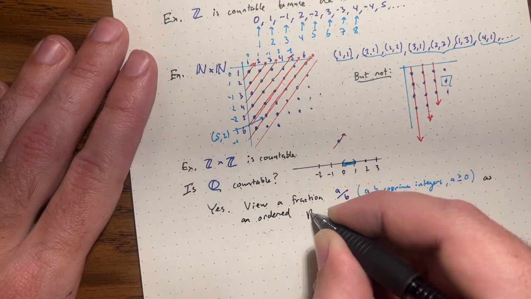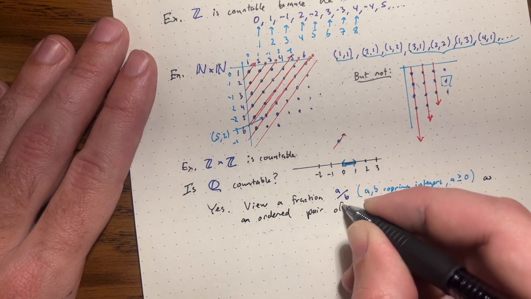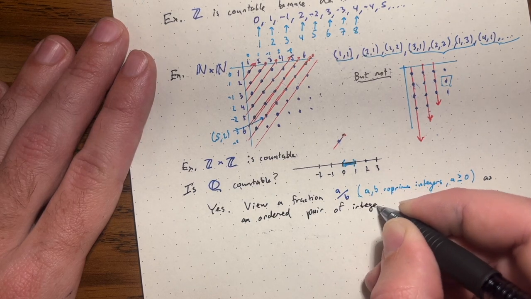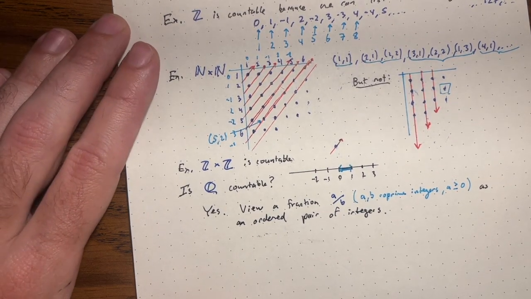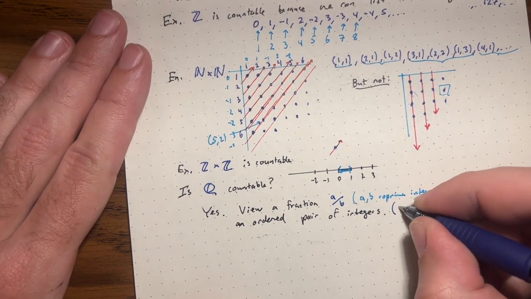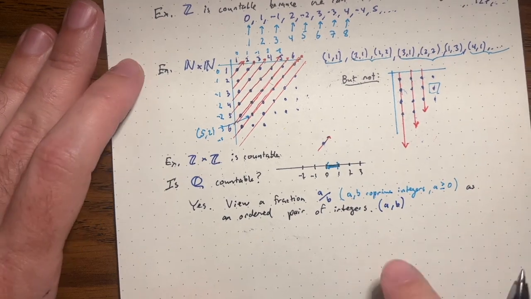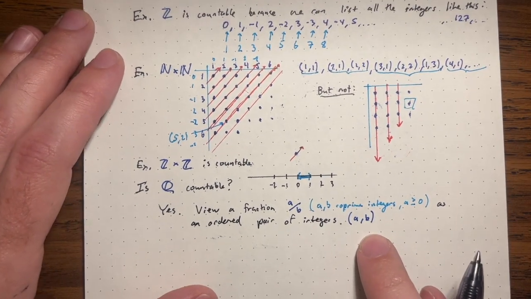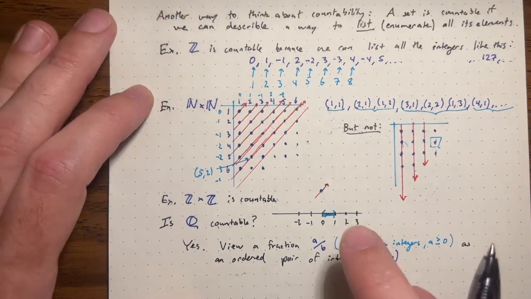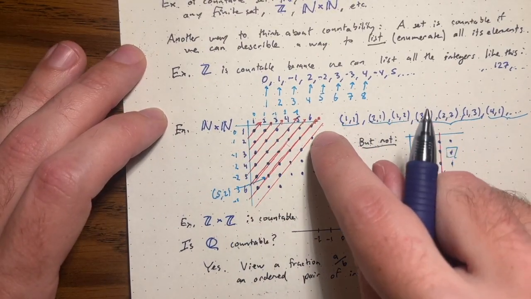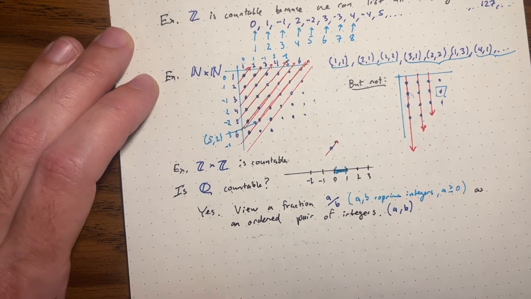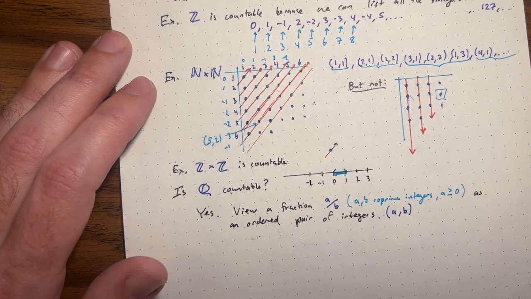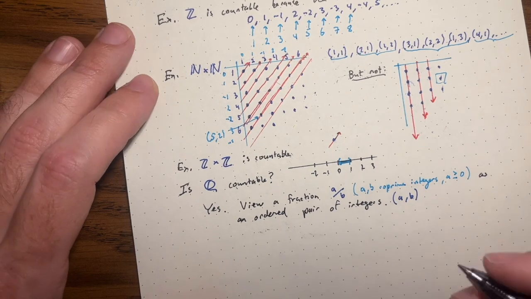Ordered pair of integers. Okay. What's the ordered pair? It's just numerator, comma, denominator. Right? So we can actually view a fraction as an ordered pair of integers. So it's just a point on this grid somewhere. And we proved that entire grid is countable, right? So we actually have a subset of a countable set here. We can view Q as a subset.